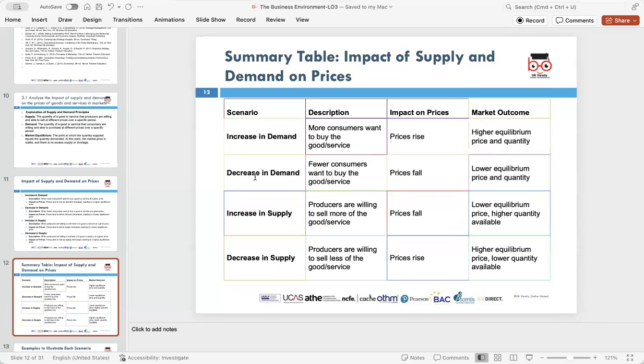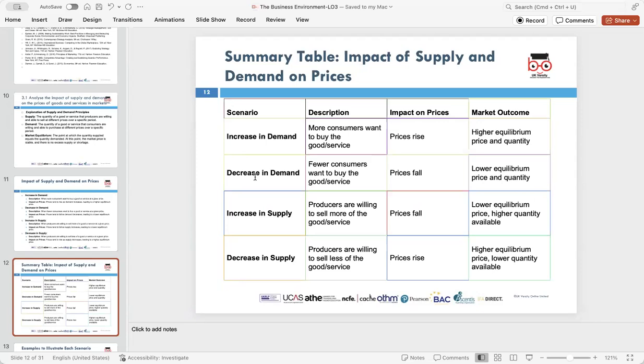Decrease in supply. Scenario: producers are willing to sell less of a good or service. Impact on prices: prices rise because the decreased supply pulls the equilibrium price up. Market outcomes: higher equilibrium price and lower quantity available.